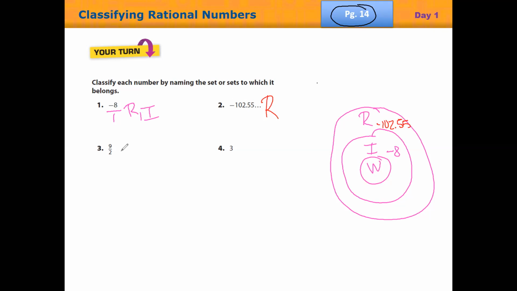Number 3, remember, look at this one. This one's a fraction. So I know for sure he is a rational number. Is he an integer? No, because he's a fraction. I can't take him any further.